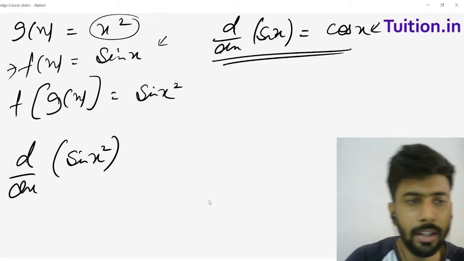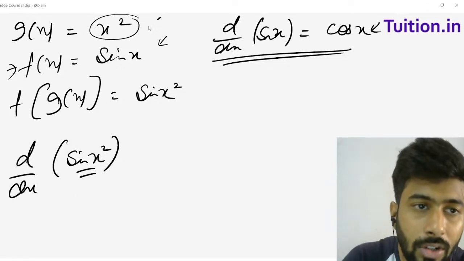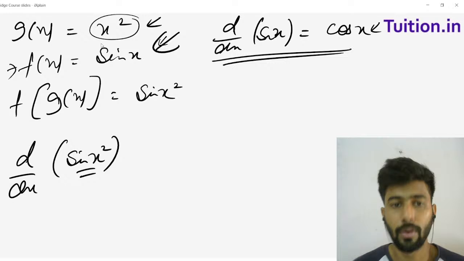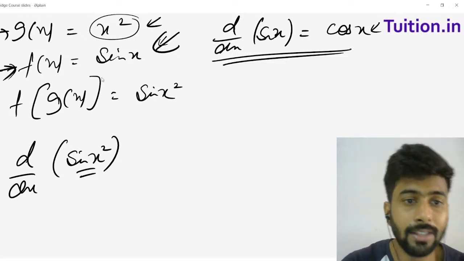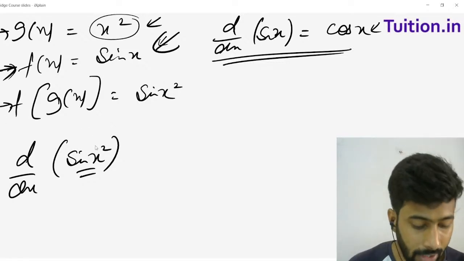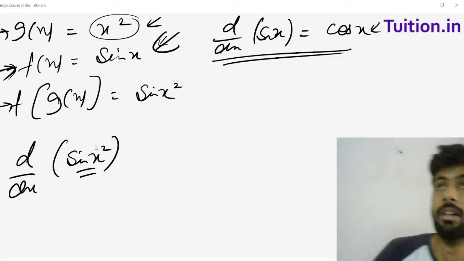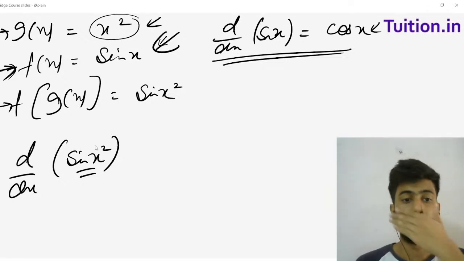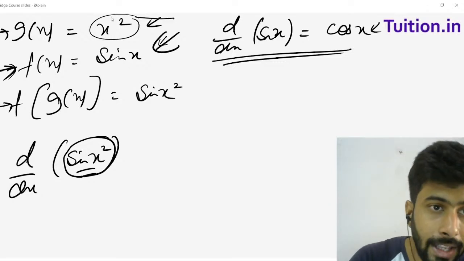We can clearly see that sin x square is a combination of two functions. It is a combination of g of x and f of x. Don't think that in the exam they will give you g of x and f of x, and then you will get an idea that okay, sin x square is the composite function. No, you will have to look at sin x square and make this deduction on your own.